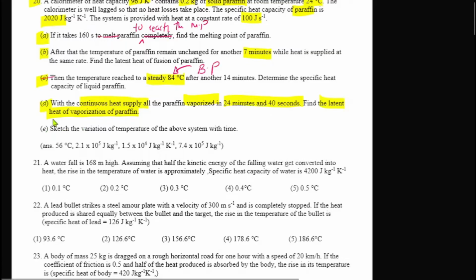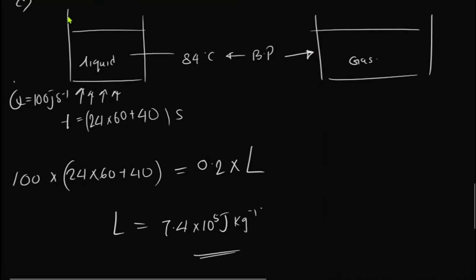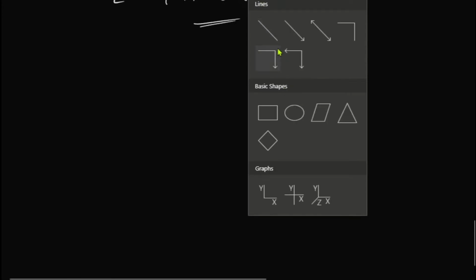And in the final E part, what they are saying is, sketch the variation of the temperature of the above system with time. We need to draw temperature with time. Let us draw a figure. Just give me a sec. Right, so let us mark this as temperature and time.